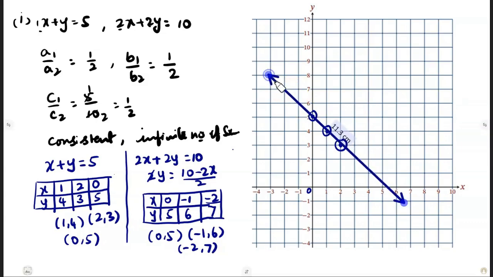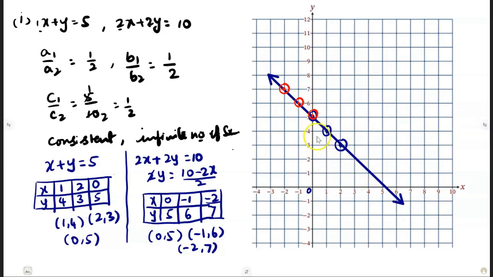Okay, this is the straight line connecting the 3 points. Now coming to the second equation. For the second equation, again I'll take another color to plot these points. So (0, 5), the same place, and (-1, 6). Oh, it's coming on the same line. Next, (-2, 7) is also coming on the same line. So the 3 points of the second equation also lie on the first equation.